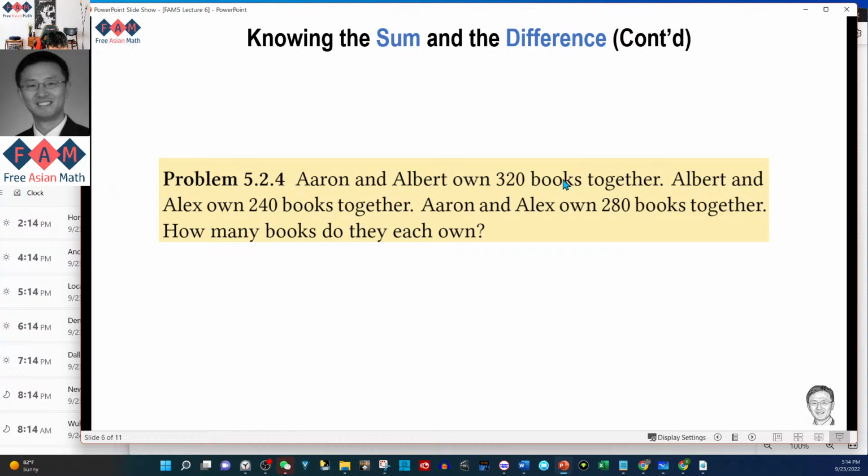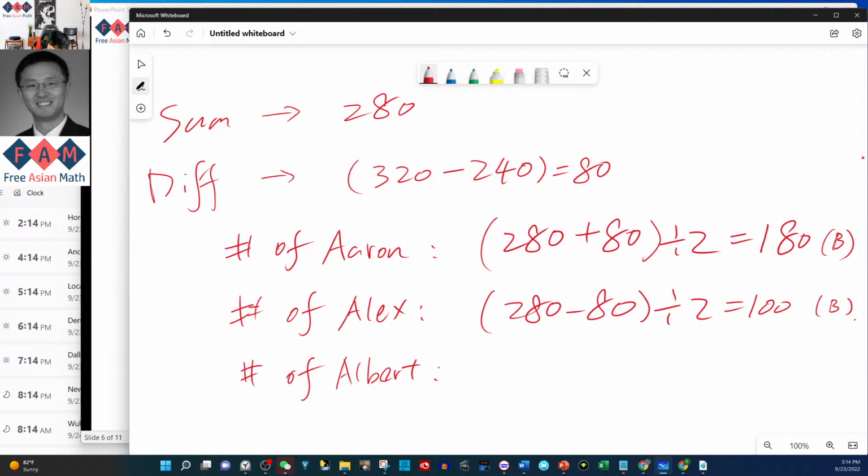So you can go either way, right? If you choose 320, that's the total of Aaron and Albert, and then subtract the number of 180, so that will be 320 subtracting 180, that's 140 number of books. Okay, so this will be Albert's.